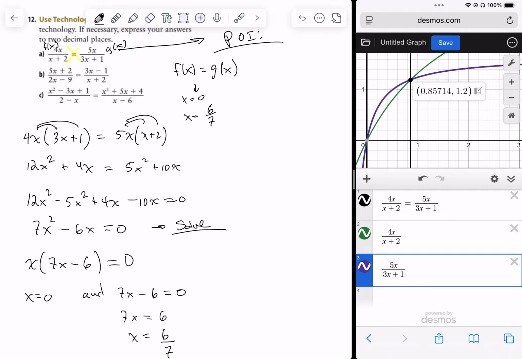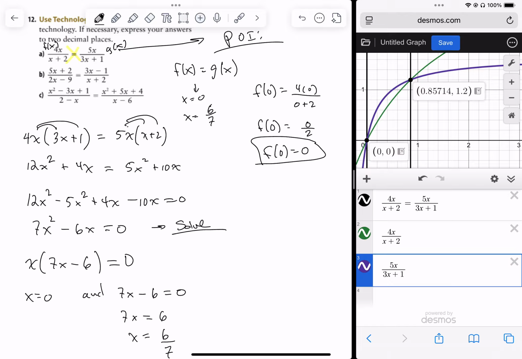Now, to solve for the actual points of intersection, we could just pick one of f of x or g of x and evaluate the function at 0, right? So I'm going to get 4 times 0 over 0 plus 2, which is 0 by 2, so f at 0 is equal to 0. So that's one of our points of intersection. That's this one over here, okay? And we need the other one to be 1.2.